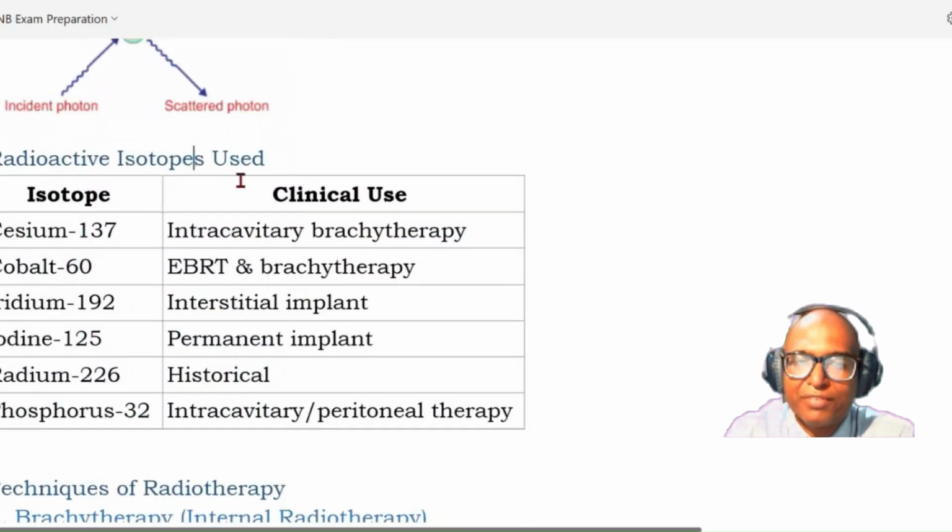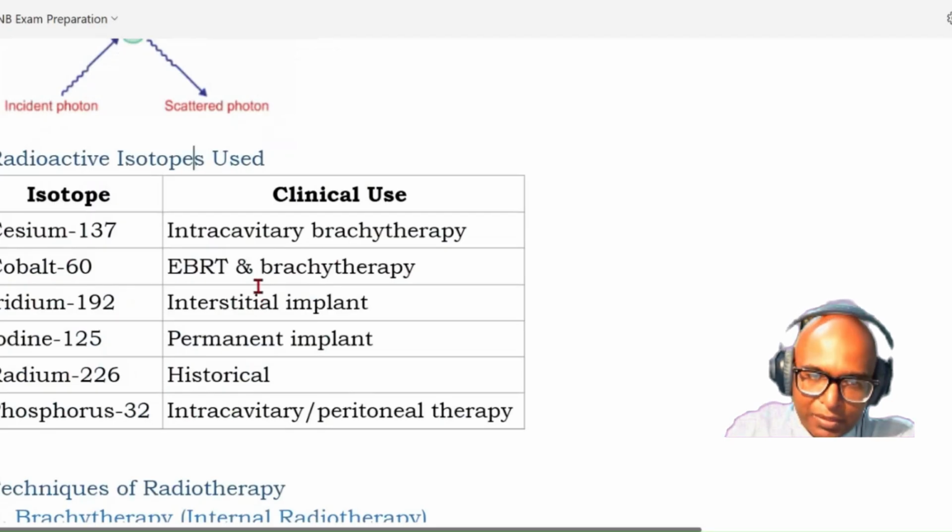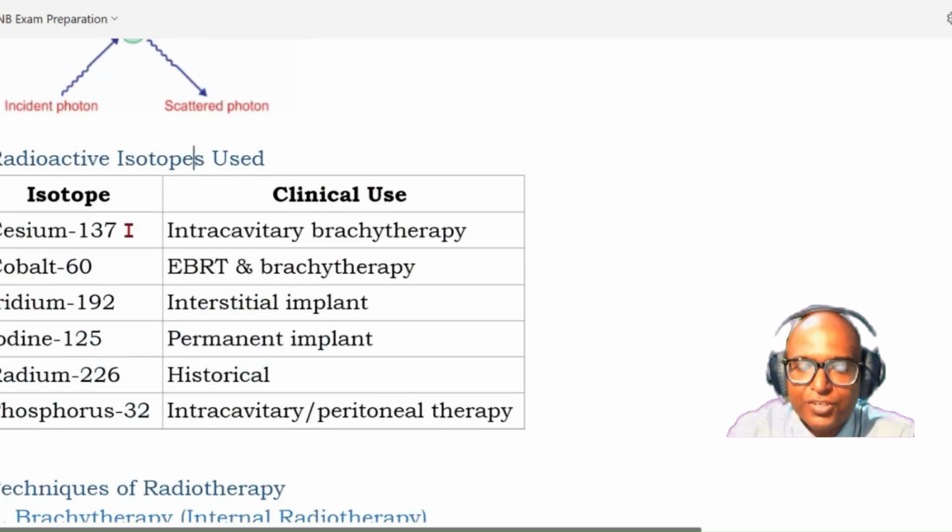Okay, so this is the effect which is used in radiotherapy. Then what are the examples of the isotopes which are used in radiation? You have cesium-137, which is used for intracavitary brachytherapy. You have cobalt-60, which is used for both brachytherapy as well as EBRT, that is external beam radiotherapy.